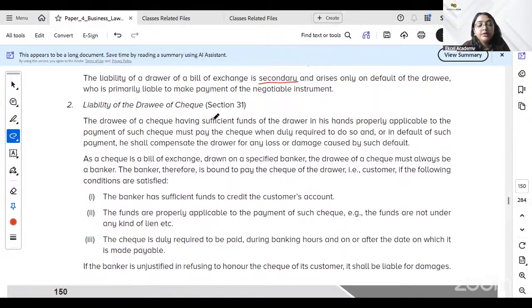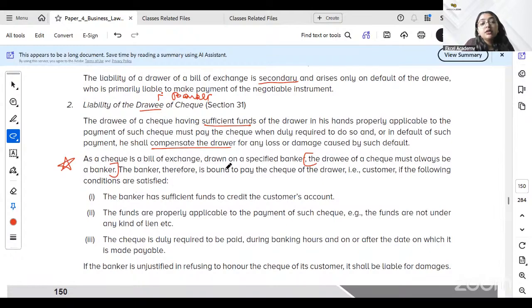Liability of the drawee of the check. Who is the drawee of the check? It is nothing but your banker. The drawee of the check, having sufficient funds properly applicable, is liable to make payment. And in case of any default, he will compensate the drawer for the loss. As a check is a bill of exchange which is drawn on a specified banker, the drawee of a check must always be a banker. This is something that we have been discussing and studying time and again, that the drawee of a check must always be a banker.